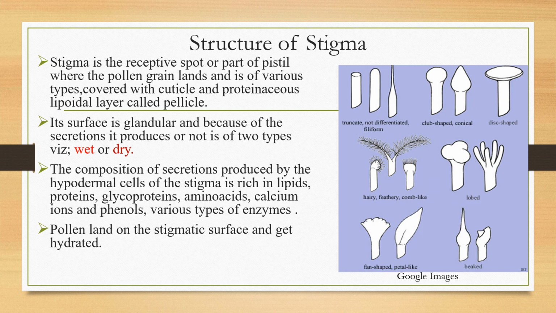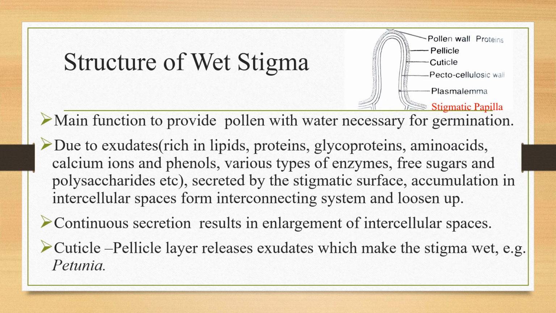The composition of secretions produced by hypodermal cells of the stigma is rich in lipids, proteins, glycoproteins, various types of enzymes, amino acids, calcium ions, and phenols. Pollen lands on the stigmatic surface and gets hydrated. So the stigma are of 2 types, wet and dry.